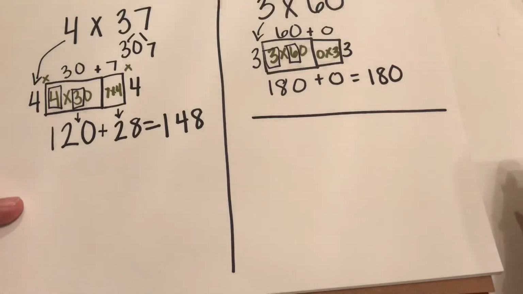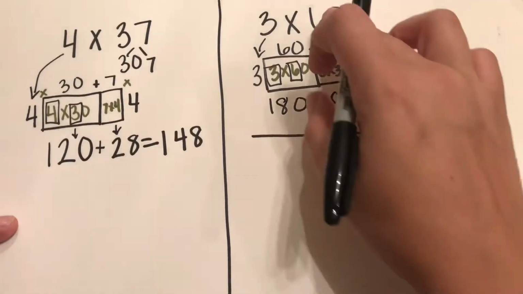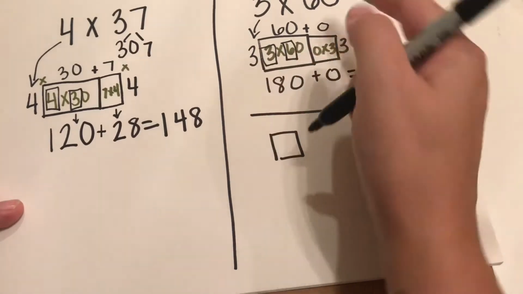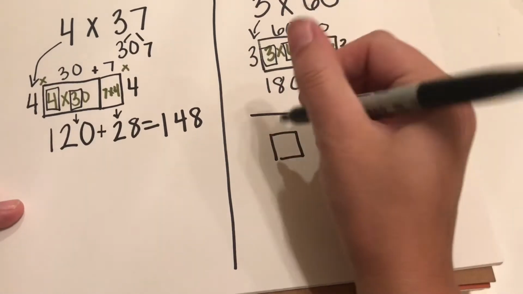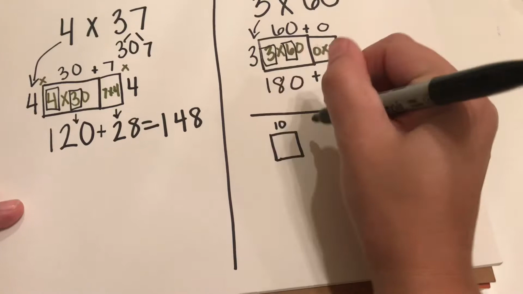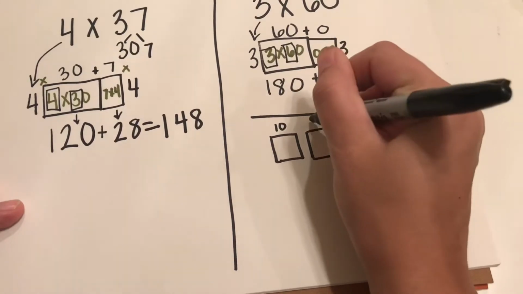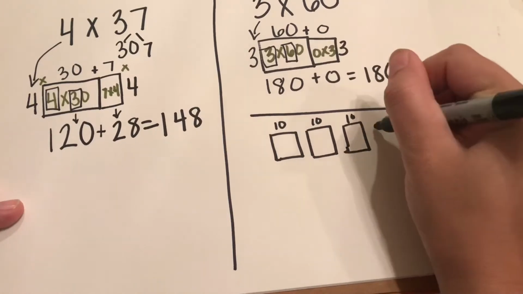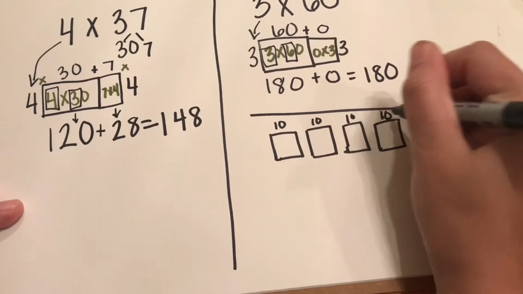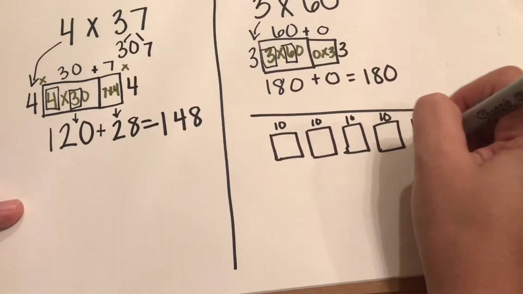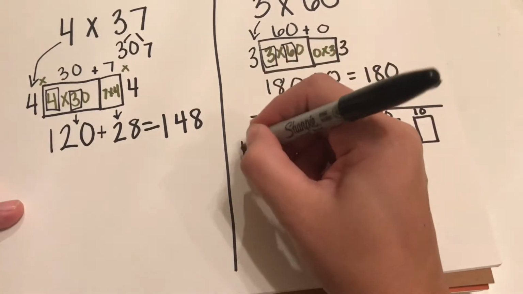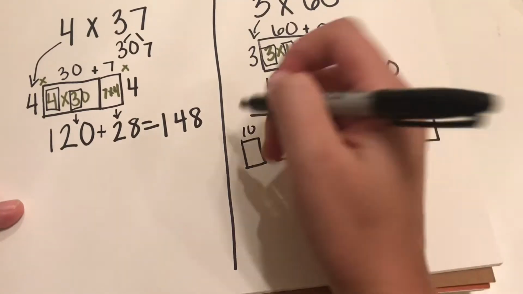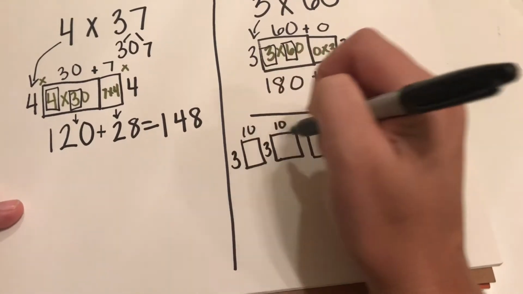Another way that we can show this area with a 0 in the ones place is we draw our tens squares. How many tens are inside of 60? There are 6 tens. So we have a single box of tens, another box, another, another, another. And what is the single factor that we're multiplying? They are all going to be multiplied by 3.